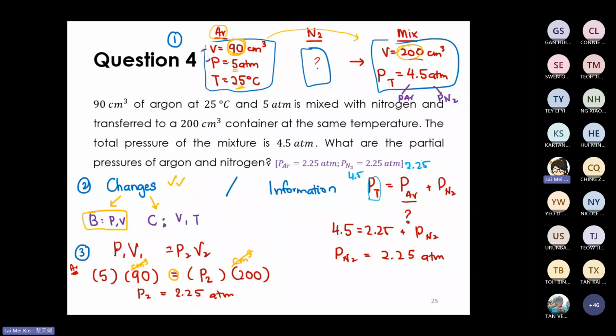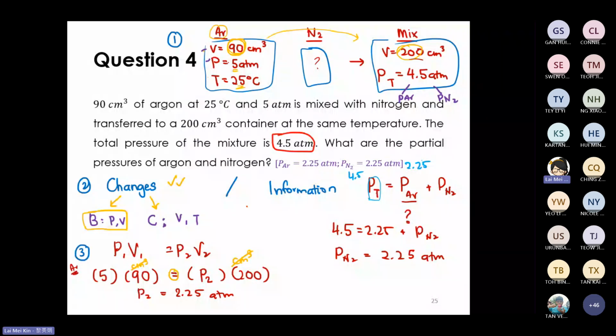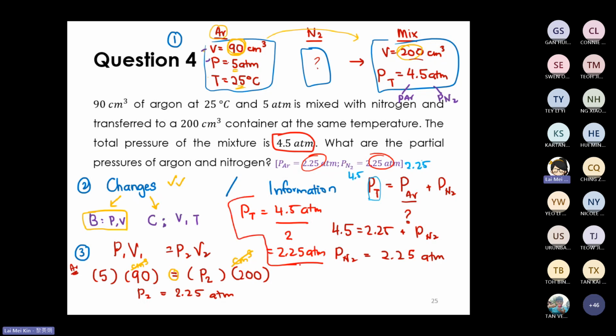So 12 weeks later, she showed me this question in Microsoft Teams, and she didn't know how to do the working. So she asked me, teacher, this question, is it correct if I do it this way? I have the total pressure is 4.5. I have two types of gases, argon and nitrogen. So I divided by 2 and I get 2.25. Because I give the answer here, 2.25. So she asked me, teacher, this is my working. Is it like this? Is this correct?